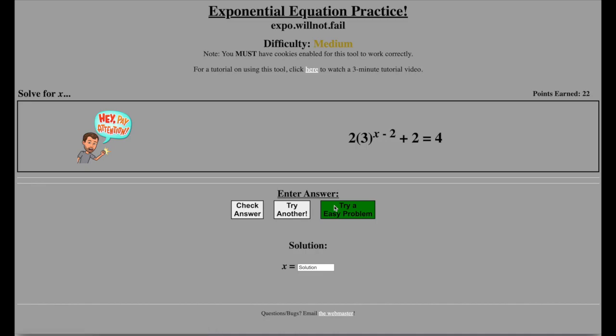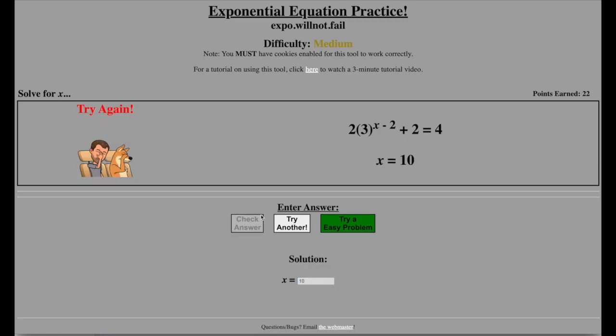Let's say I was trying a more difficult problem and I was working through it. Maybe, I don't know, I get 10. That's not quite right.